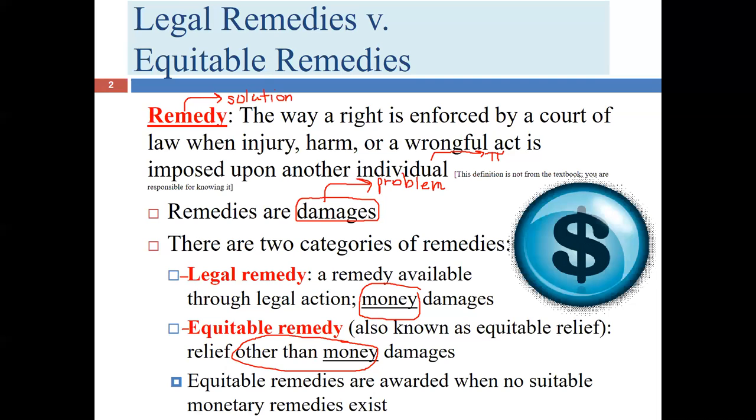So how about our system in Texas? Well, as you know, we became first a nation, a republic, and then we became a state. And when we became a republic, prior to that time, we had been a part of Mexico. And of course, Mexico was a civil code jurisdiction. So these ideas of law and equity wouldn't have resonated exactly in the same way as they would in a common law jurisdiction.